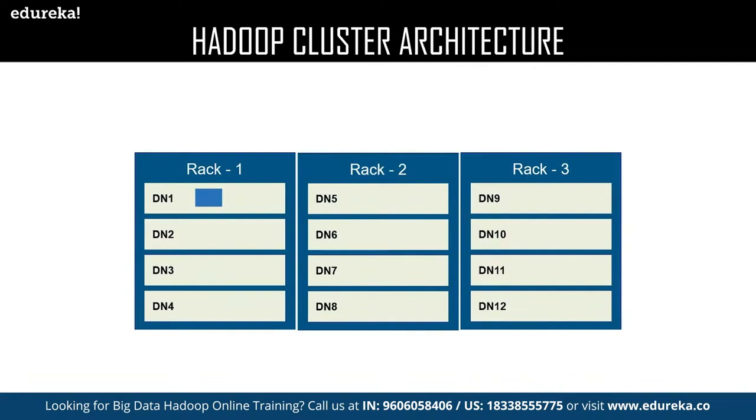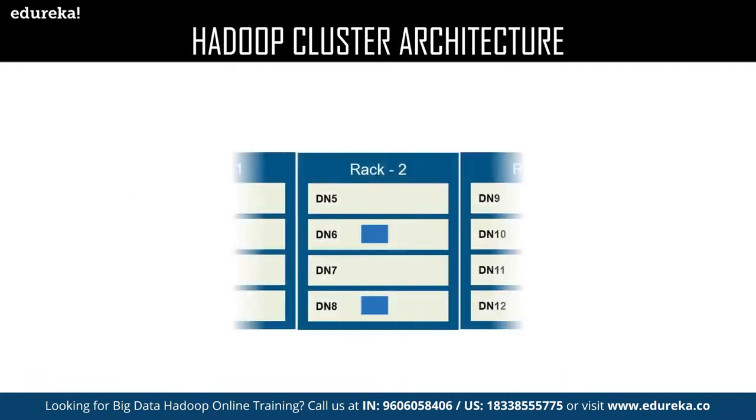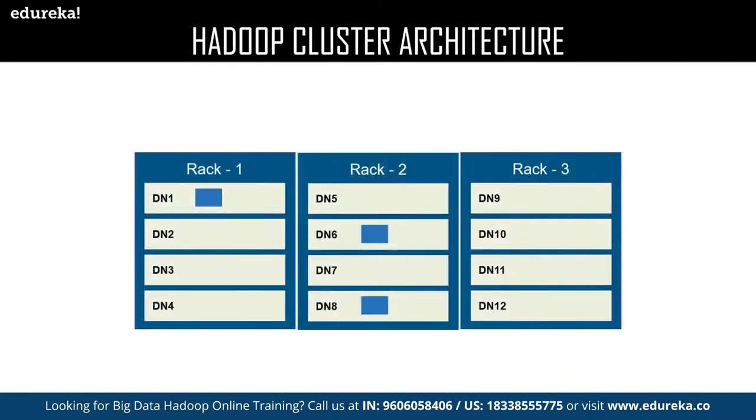Now, according to the rack awareness algorithm, the replica of the data block in data node 1 can be stored in the remote racks, which might be rack 2 or rack 3. As you can see, the replicas have been stored in a remote rack, which is rack number 2.